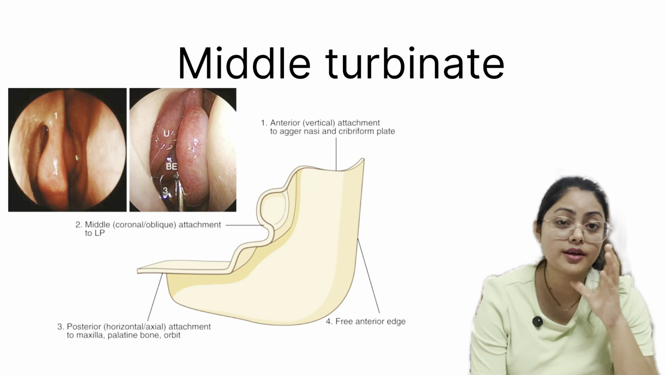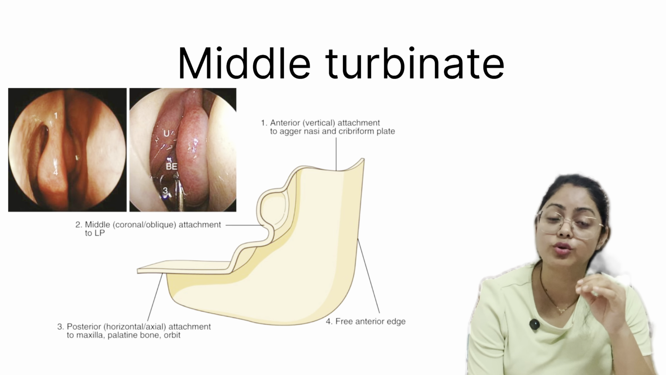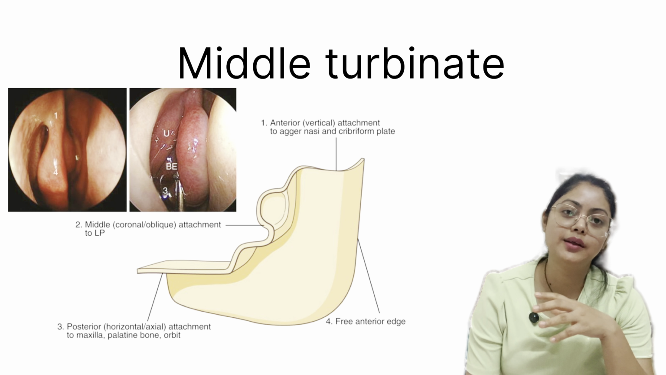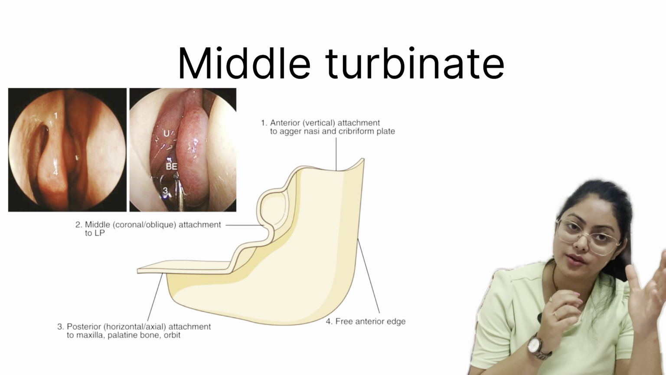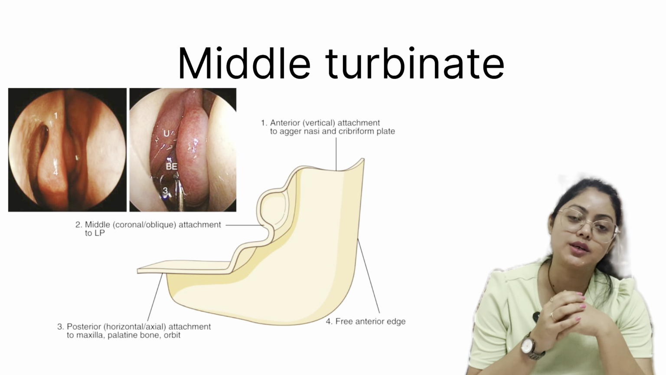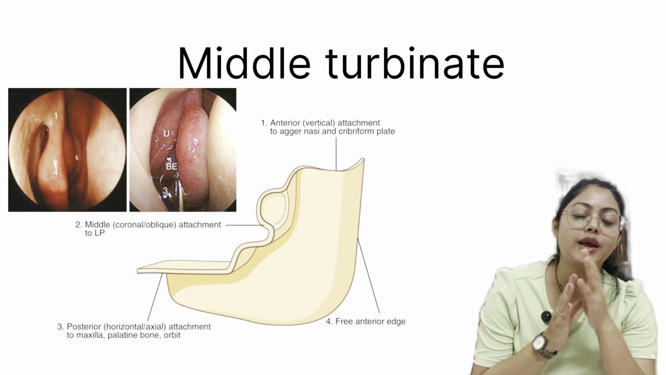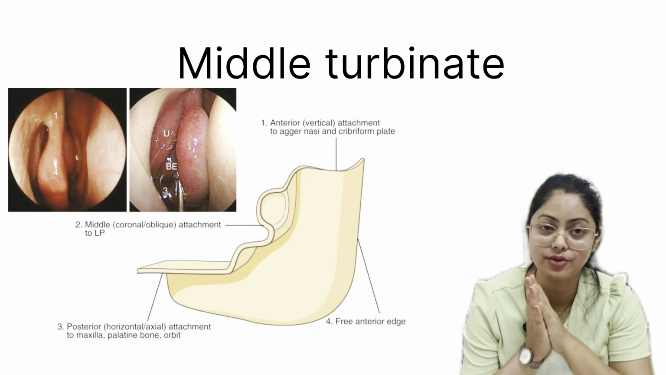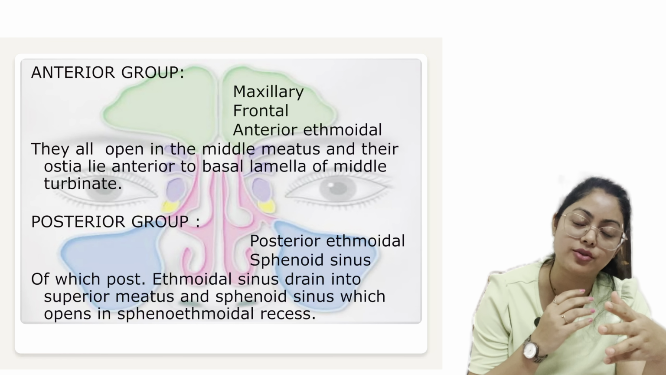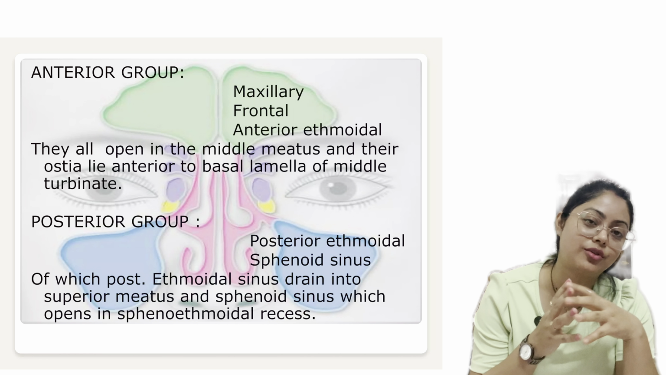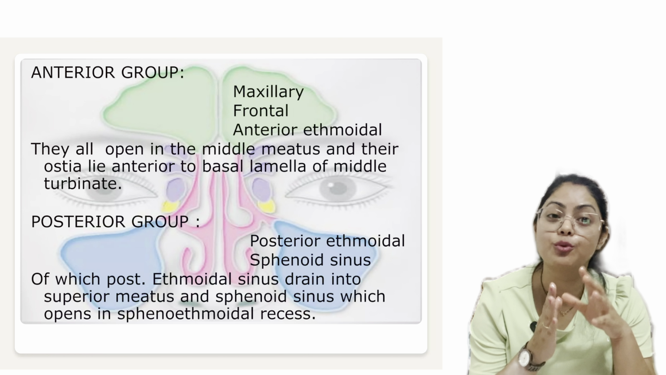In its anterior third, the attachment lies in the sagittal plane, and it is attached to the cribriform plate. In the middle third, it lies in the frontal plane and is attached to the lamina papyracea. While in the posterior third, it forms the roof of the meatus and is attached to the lamina papyracea and to the medial wall of the maxillary sinus. As such, the ostia of various sinuses which drain anterior to the basal lamella form the anterior group of the sinuses, and the ones which drain posterior to the basal lamella form the posterior group of the sinuses.